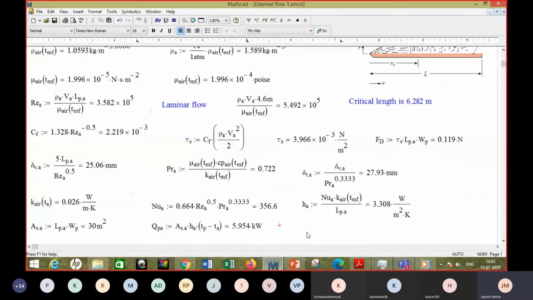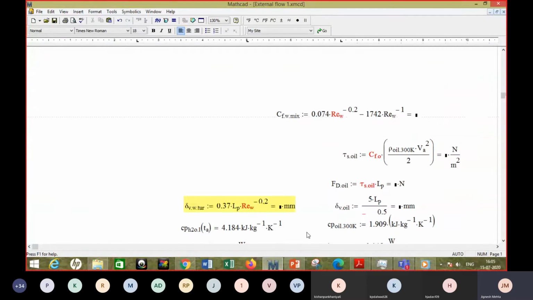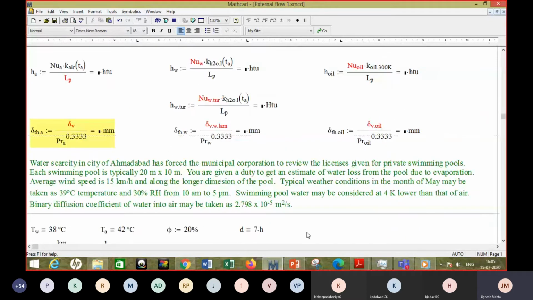So now I'll go to another problem. You can write down that problem. I hope you are able to read it. So you can write it down, and then we'll start solving it. Water scarcity in the city of Ahmedabad has forced the municipal corporation to, okay, so this data is available. Write down this data. I'll remain silent for a while. You can write it down, and then I'll start explaining this.